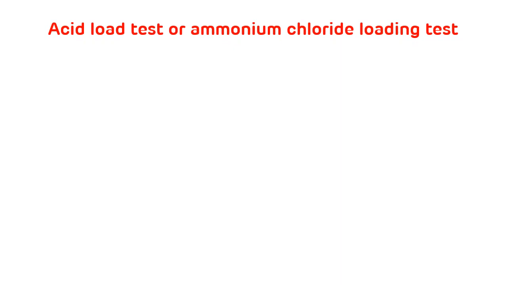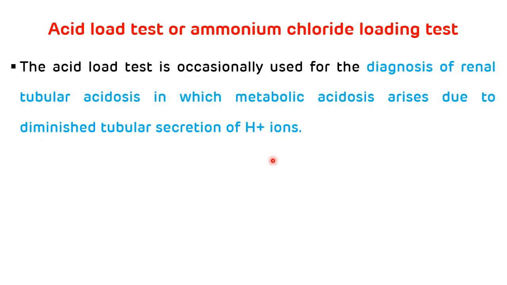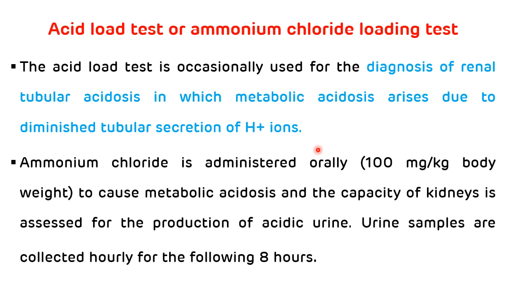And the last test is the acid load test, which is also known as the ammonium chloride loading test. It is occasionally used for the diagnosis of renal tubular acidosis, in which metabolic acidosis arises due to diminished tubular secretion of H plus ions. Ammonium chloride is administered orally to cause metabolic acidosis, and the capacity of the kidney to produce acidic urine is assessed. Urine samples are collected hourly for the following hours.